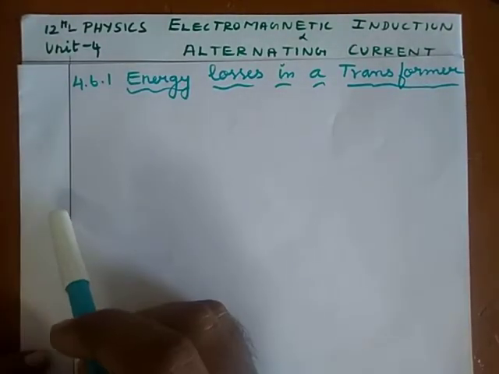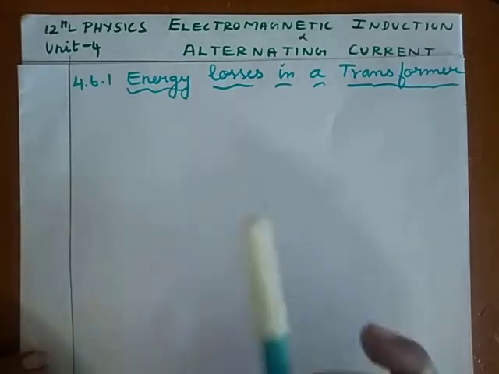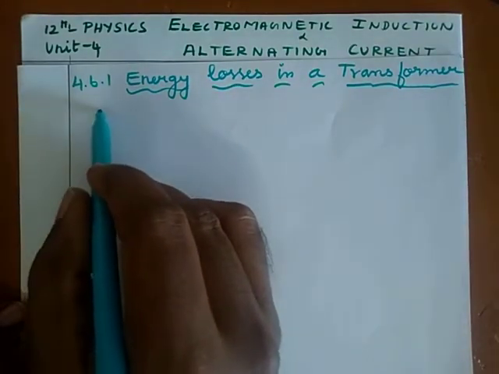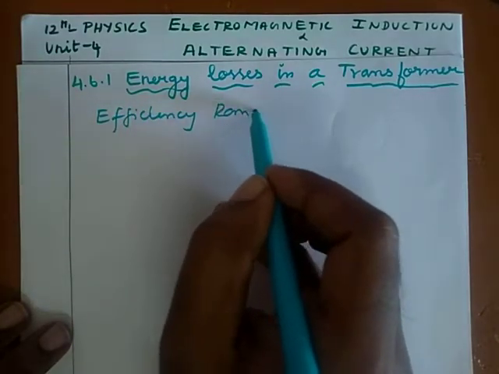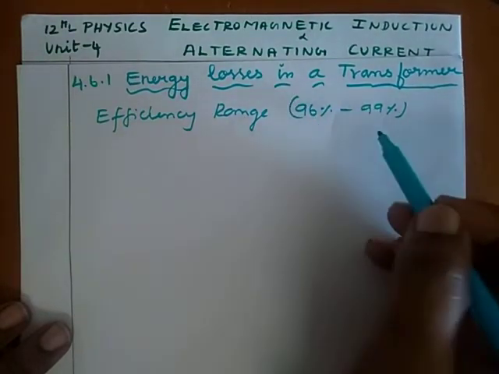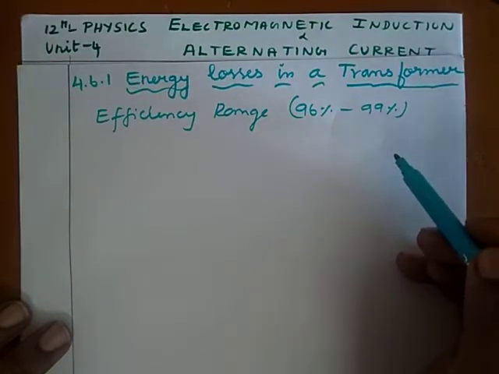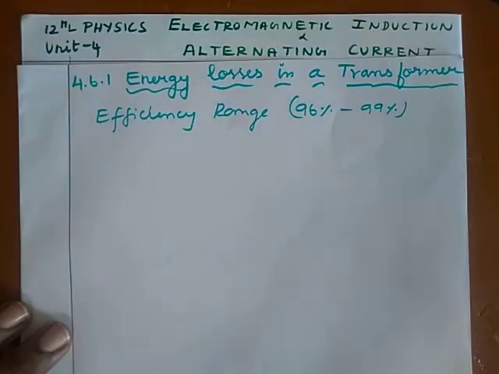Here in this video let me see the energy losses in a transformer. We know in our previous class we learnt about transformer. Transformer is a stationary device that can transform electric power from one circuit to another circuit. The transformer has an efficiency range from 96% to 99%. Okay, it does not attain 100%. It is due to some factors that lead to energy losses in the transformer. Here in this session let me see what are the factors that lead to this energy loss.